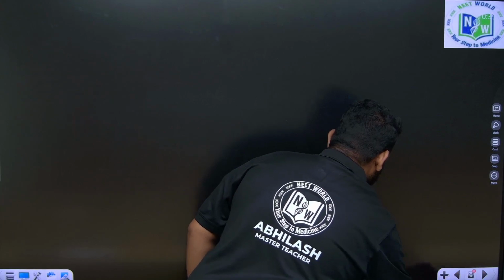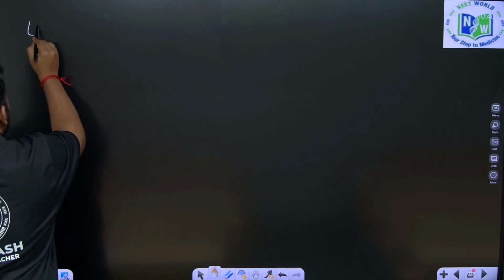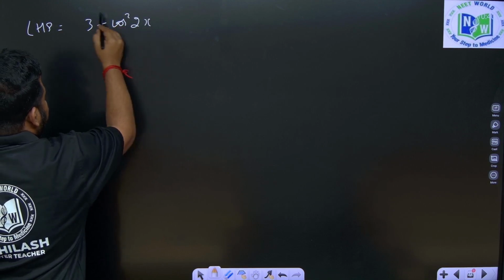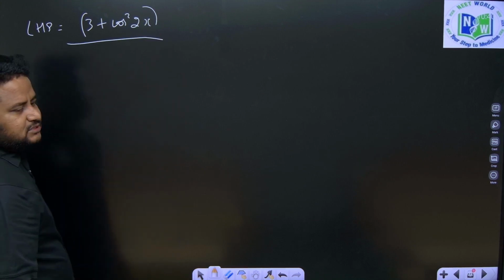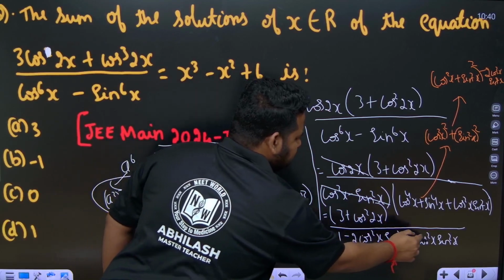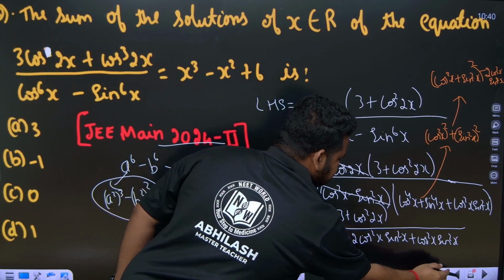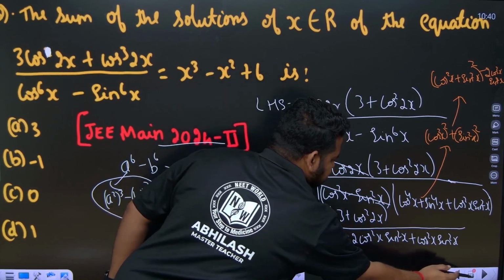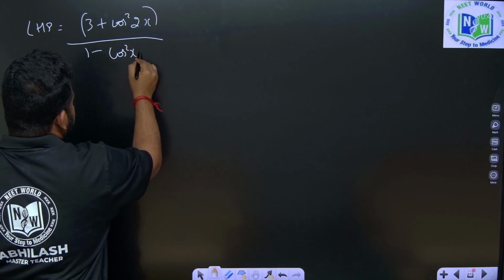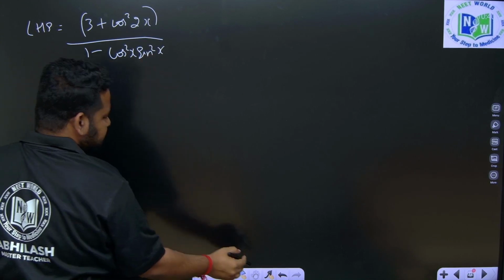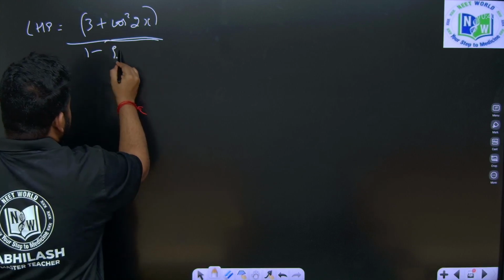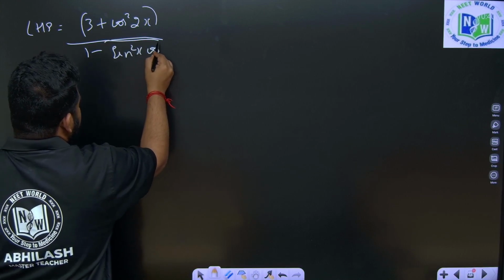So LHS will become equal to 3 plus cos square 2x divided by 1 minus 2 sin square x cos square x plus cos square x sin square x. This will become 1 minus cos square x sin square x, because minus 2 plus 1 is nothing but minus 1. This I can better write like this, sin square x cos square x.